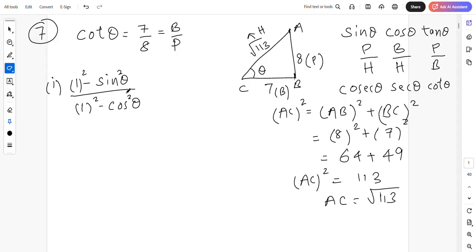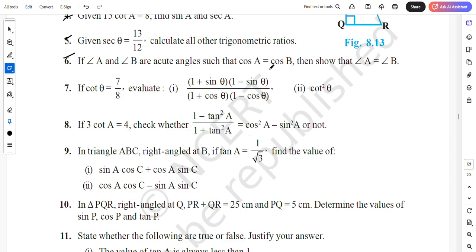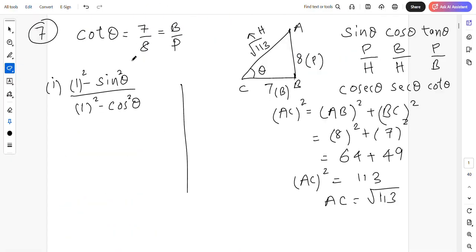Understood? You write down very neatly. First you are supposed to write this clearly: 1 plus sin theta and 1 minus sin theta. That is equal to 1 minus sin square theta, divided by 1 minus cos square theta. 1 the whole square is 1 itself. Understood? The same stuff I am writing here.